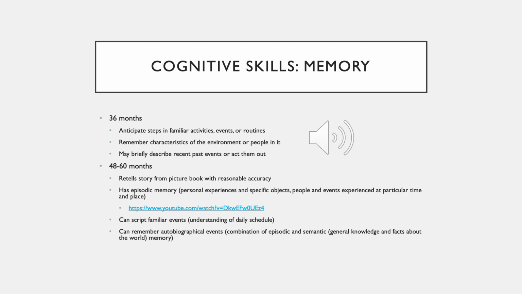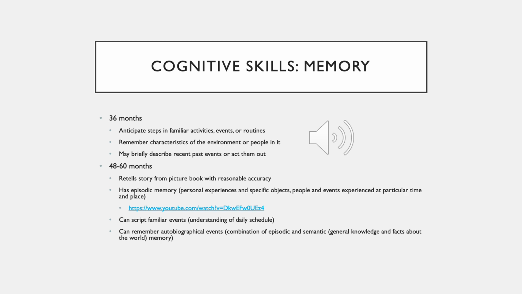And then as you can see here, 48 to 60 months are 4 and 5-year-olds. This is going to be combined in their skills for memory, so being able to retell stories from a picture book with reasonable accuracy. So they could describe to you what happens in the book, who are the characters in the book, what the storyline is. And also children should be able to have an episodic memory, so they're able to understand personal experiences of specific objects, people, and events that have happened at a particular time and place.